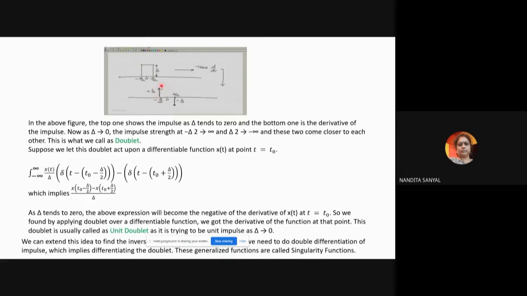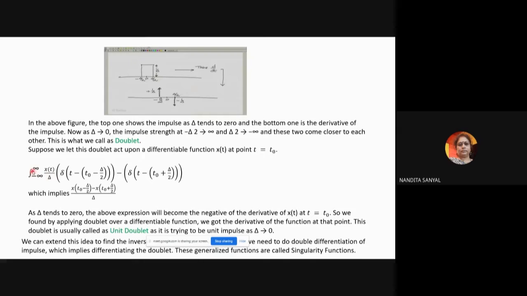So in this case, it is represented by the double delta. That means a double impulse function, that is, this one at minus delta by 2 and the negative one at plus delta by 2. It is called the doublet, and the amplitude of this delta is 1 by delta. Now, with the doublet, we will consider the Laplace transform.